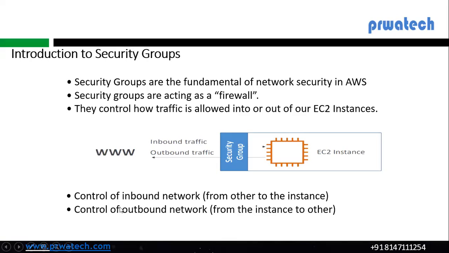There are two things: first is inbound network and second is outbound network. Inbound means from other to the instance, like traffic from outside to your instance. What traffic is allowed to come to your instance, you configure in inbound rules. Similarly, outbound rules define which traffic can go out from the EC2 instance. You configure these in security groups, so you have inbound traffic and outbound traffic.